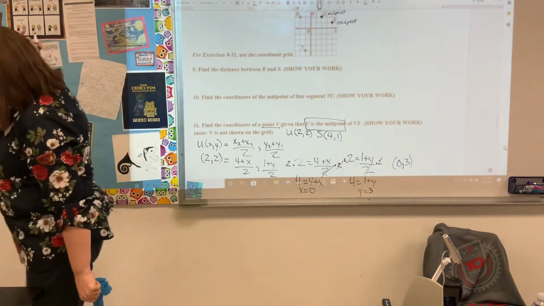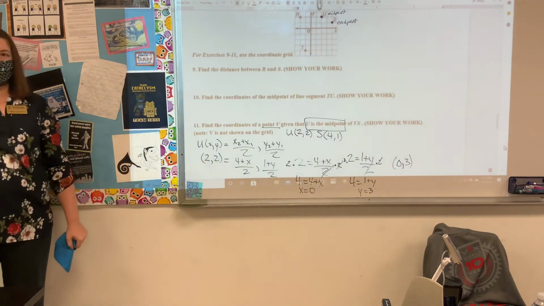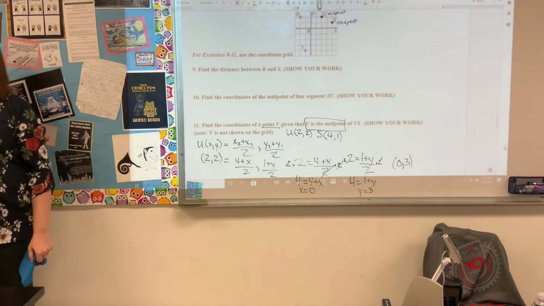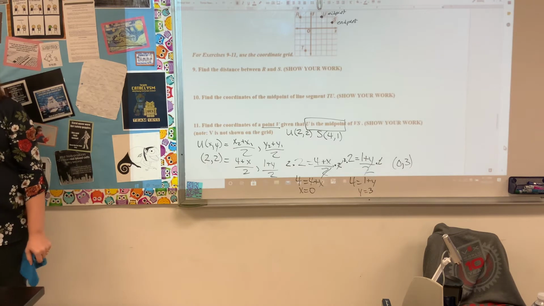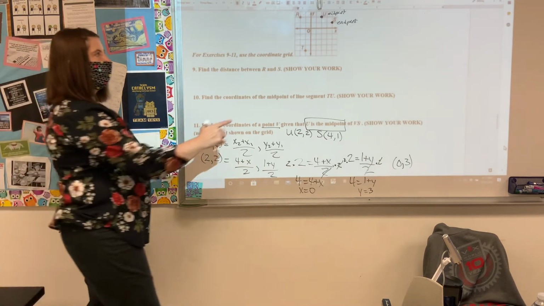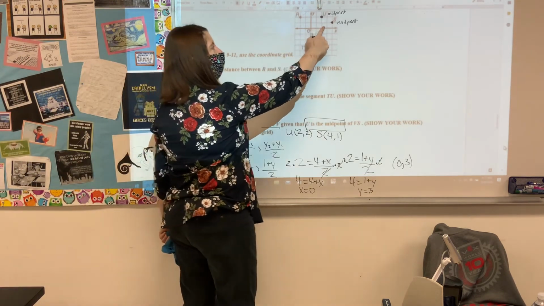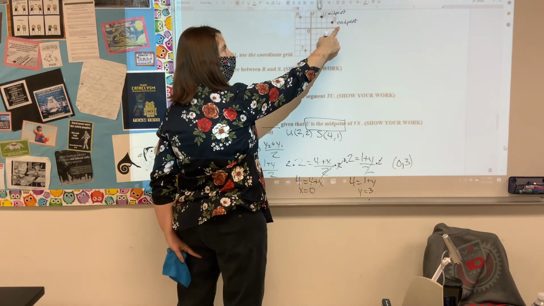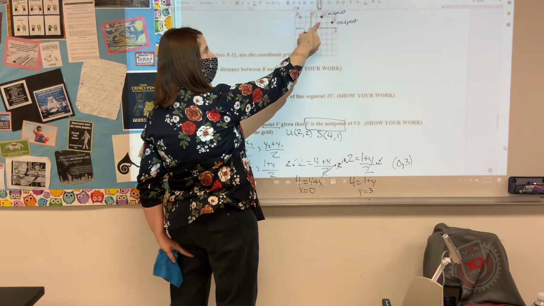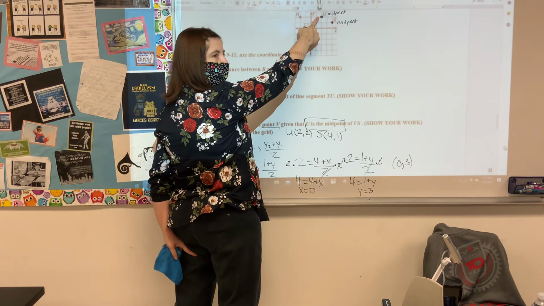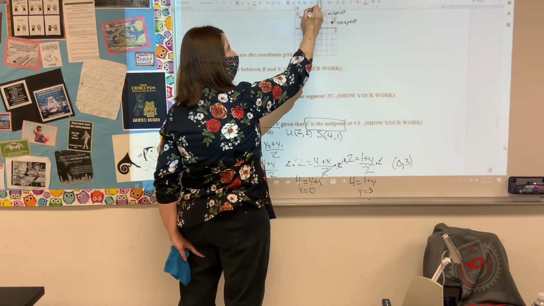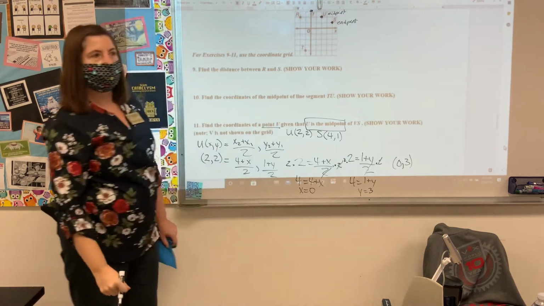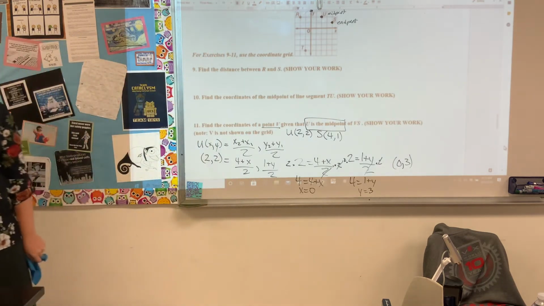Now, there were a couple people that were really smart and said, I'm not going to spend any time on that formula. I don't even need it. You know what they did? They looked at this and went, okay, if this is the end point, and to get to the middle I had to go over 2 and up 1, to find the other end point, go over 2, up 1. Where am I at? 0 and 3.